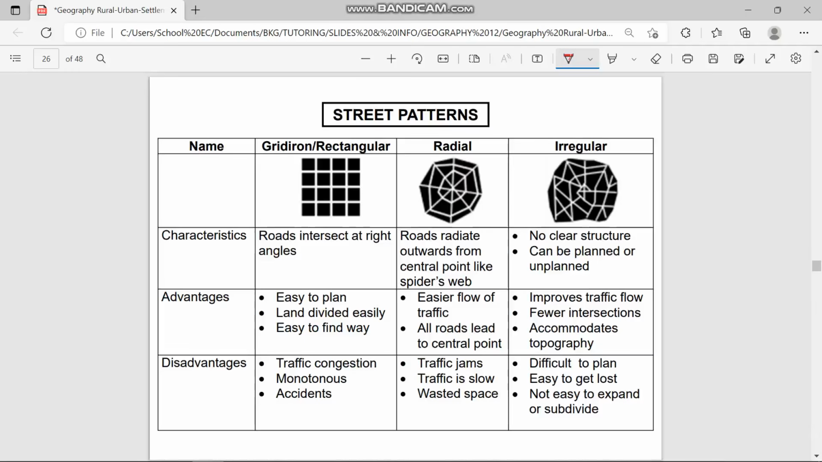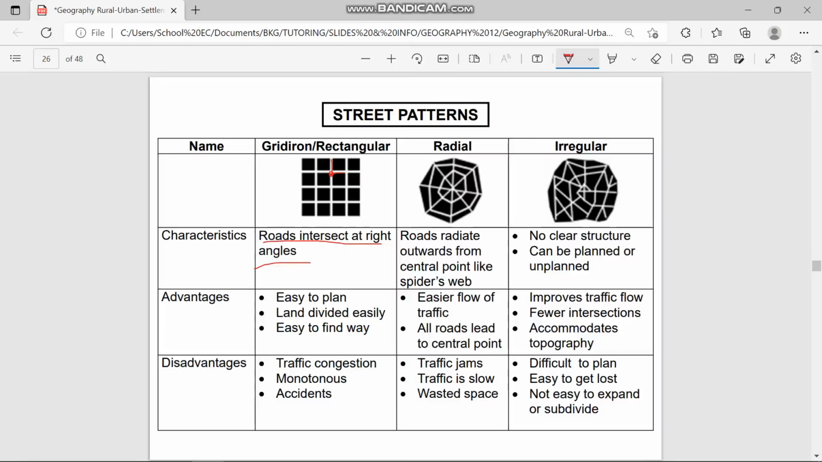The characteristic of the grid street pattern is that the roads intersect at right angles. You can see that it's in a straight line. They intersect at right angles. As I go down, there is a right angle here, and there is a right angle in this corner. So the roads intersect at right angles.